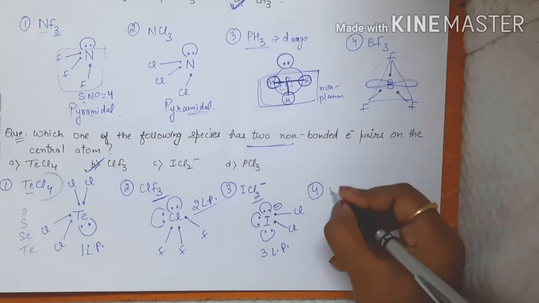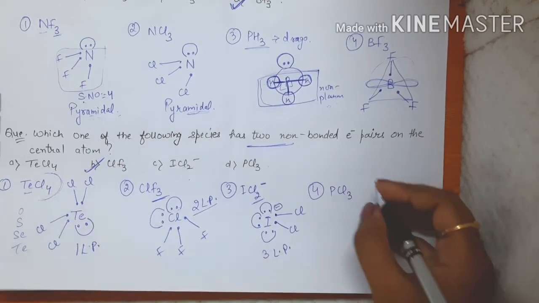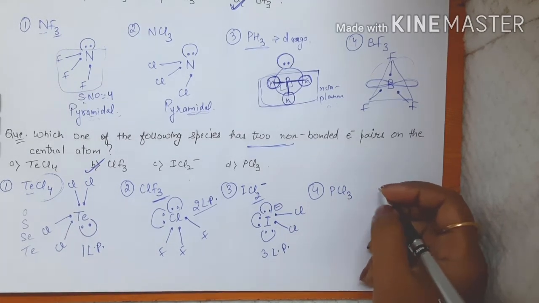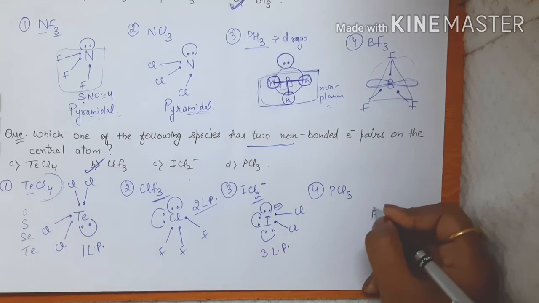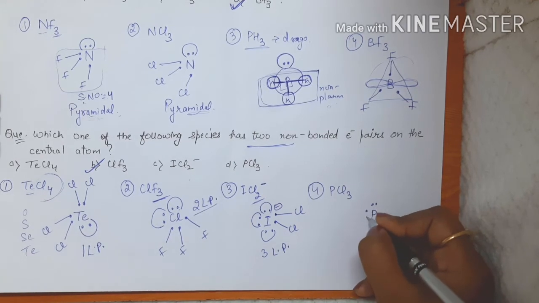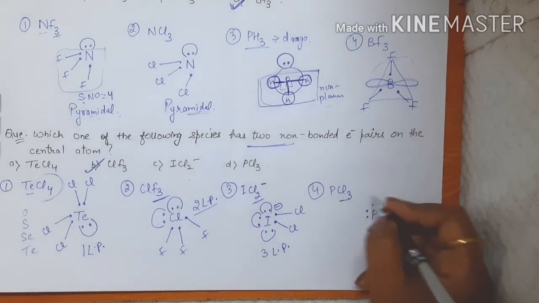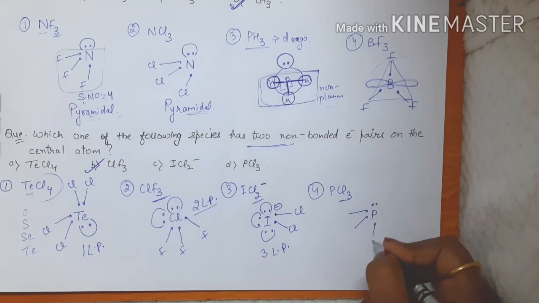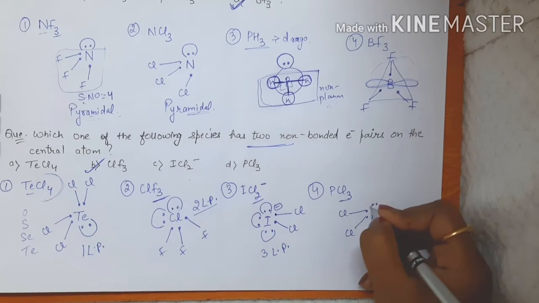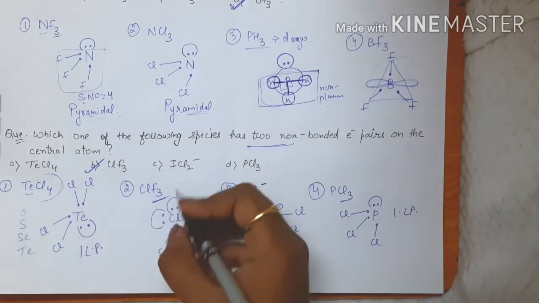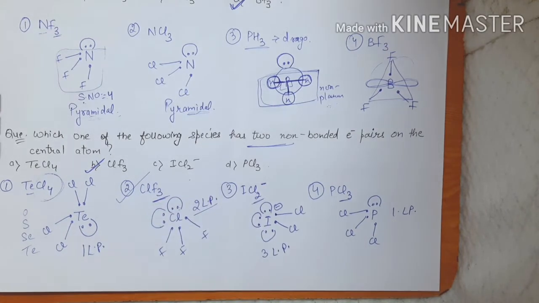And next is PCl3. Phosphorus belongs to the nitrogen family. After nitrogen comes phosphorus. So phosphorus is also going to have 5 electrons in the valence shell. So it is attached with 3 chlorines like this. So it is having 1 lone pair. So definitely the answer is option B. Okay, so with this we'll move on to the next question.